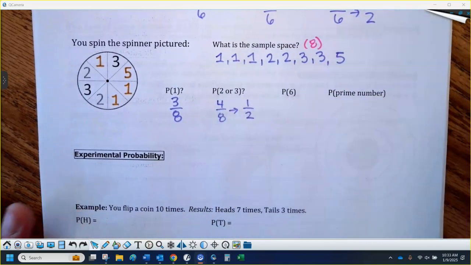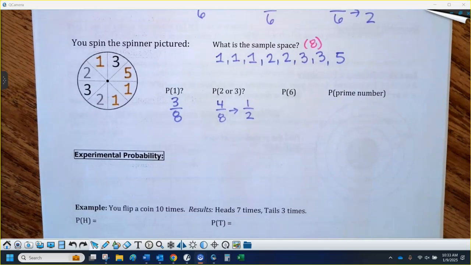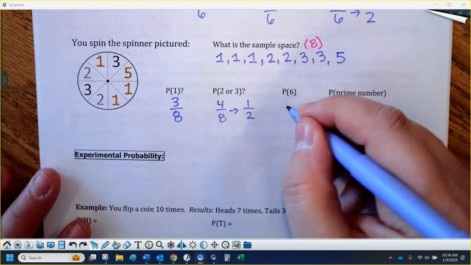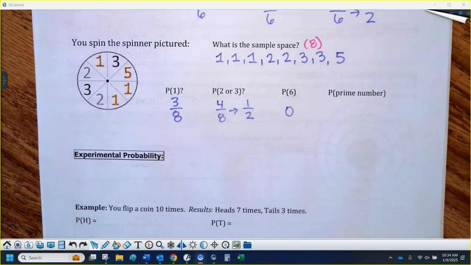What's the probability you would land on a 6 if you spun this spinner? What do you think? 0. It doesn't exist. There's no 6 on the spinner, so we can't do that.